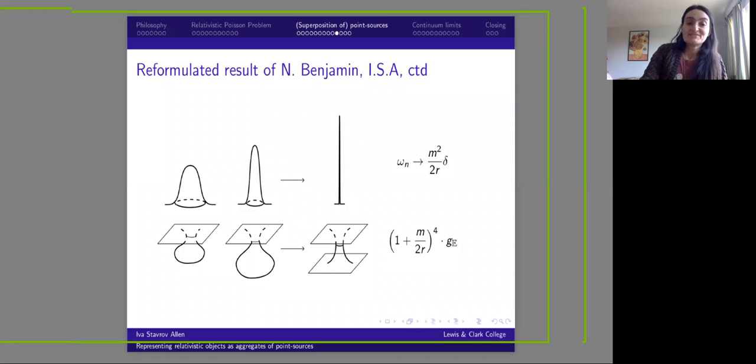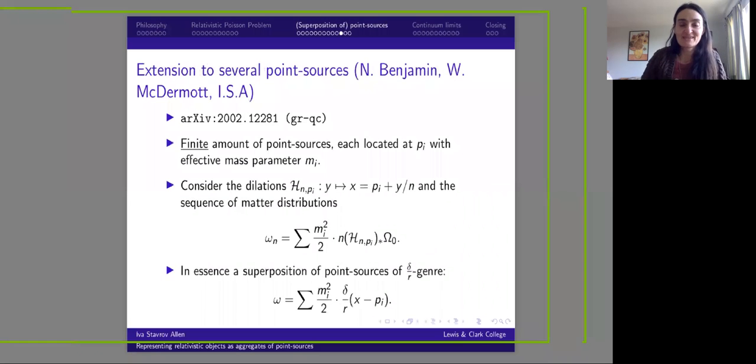What's better is that this is actually extendable to several point sources. That work is on arXiv. I haven't submitted it yet. There's some complication, not having to do with math. Everything's fine in there. Long story. But the work is on arXiv. So it's now Benjamin, Will McDermott, and myself. We extended this to a situation when there are multiple point sources located at p_i, each one with an effective parameter m_i.